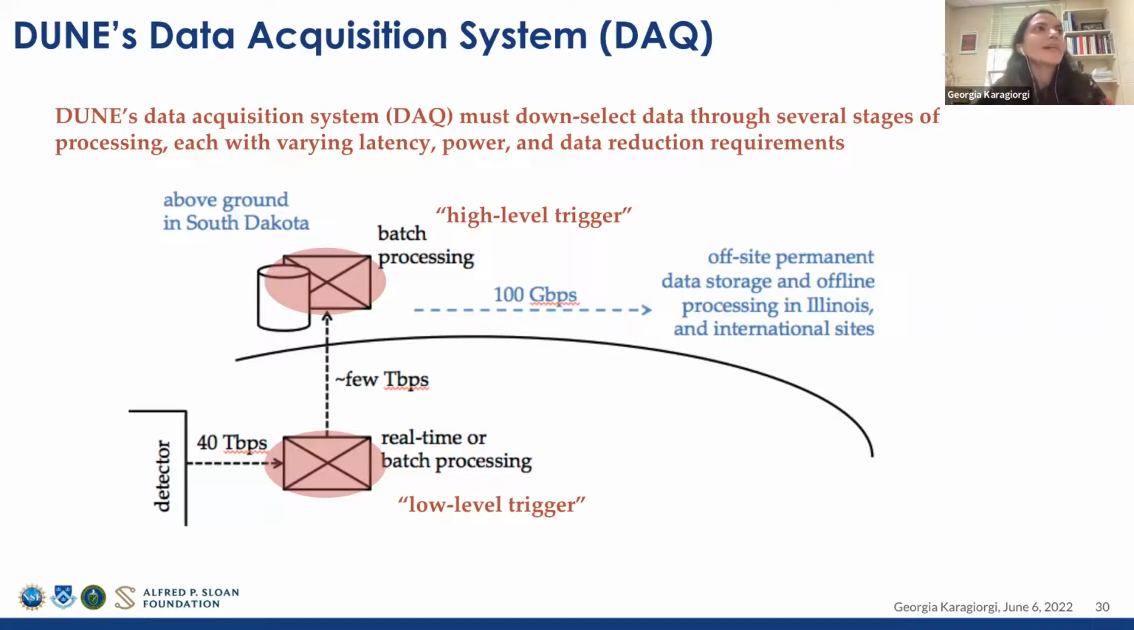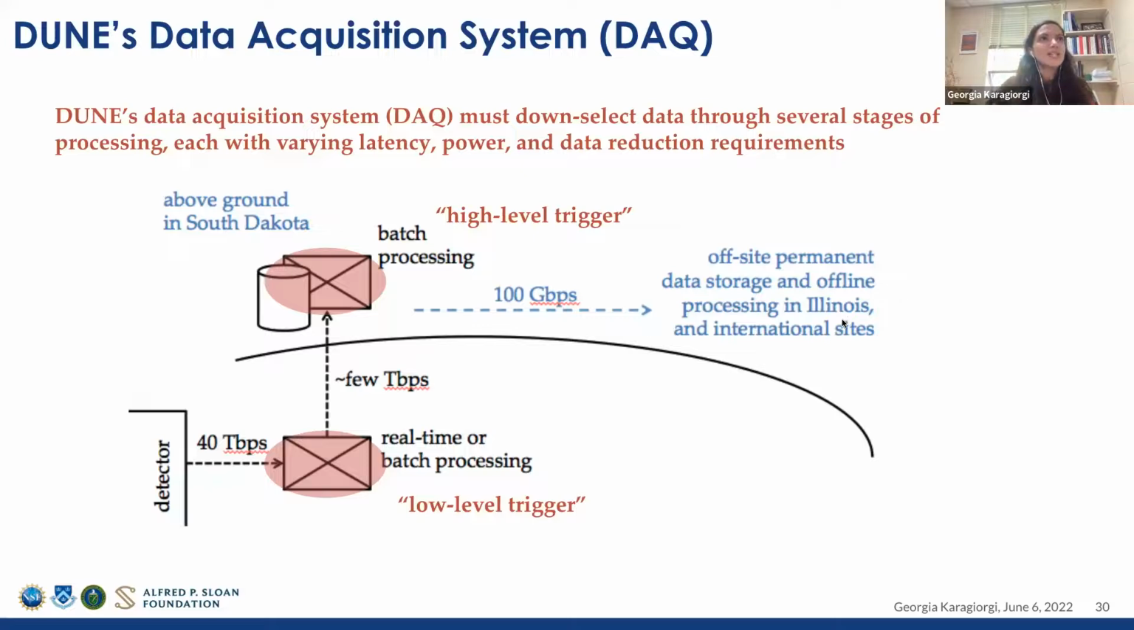Okay, so let's take a look at the DUNE data acquisition system. The detector in South Dakota is about a mile underground and is constantly generating 40 terabits per second worth of data. Now, this data must be down selected, achieving an overall reduction factor of 10^4 before being shipped off-site for permanent storage, and then subsequent offline data processing at Fermilab in Illinois and at other international sites.